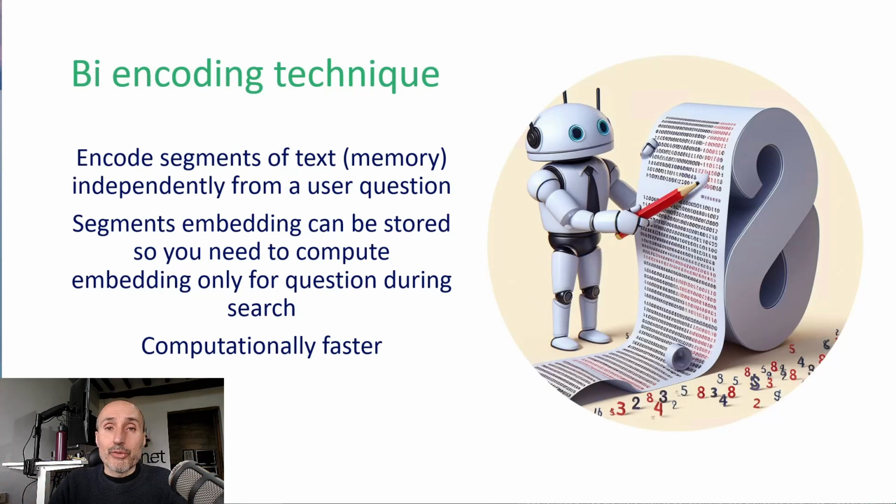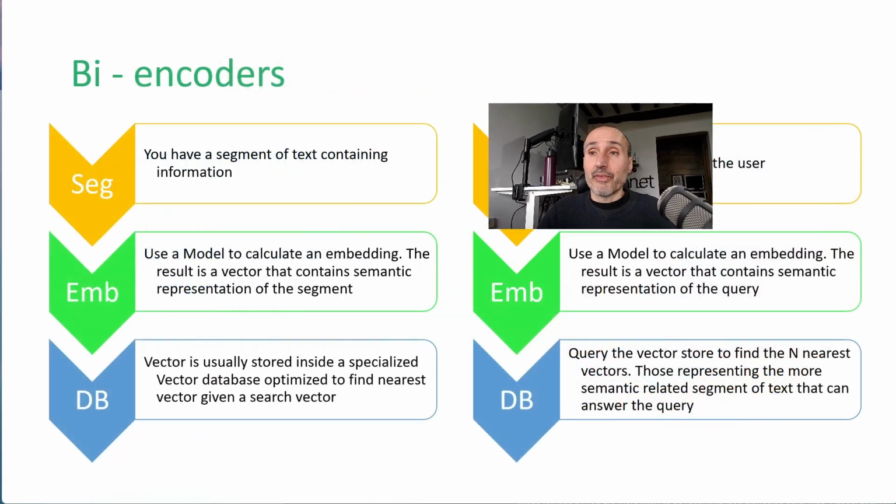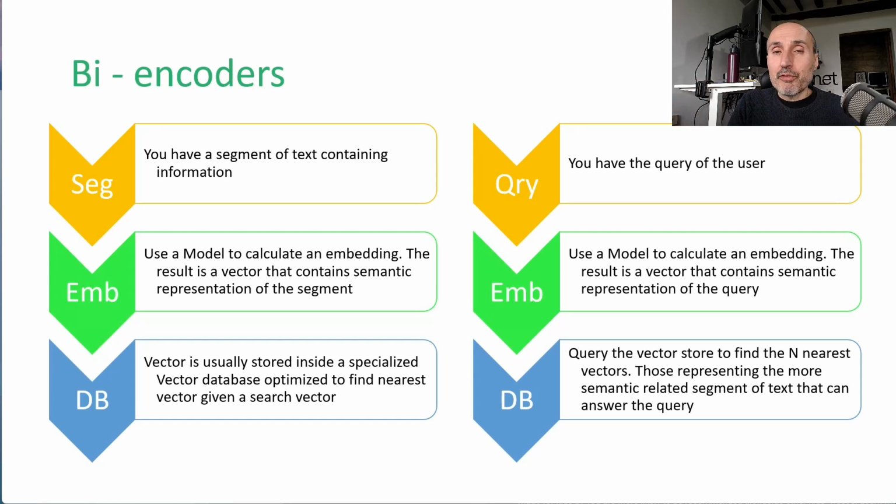And then you can use the vector store capability for retrieving the pieces of memory that are most similar to the question, and it's computationally faster. Actually, you have segments of text containing information in the left column. You use a model to calculate embeddings and you store them inside the vector store. Then at question time, you take the query of the user, you generate the embedding of the question of the user, and then you go to the vector store and say, hey, vector store, give me the 5, 10, 12 facts where the cosine similarity with the vector of the question is the highest.